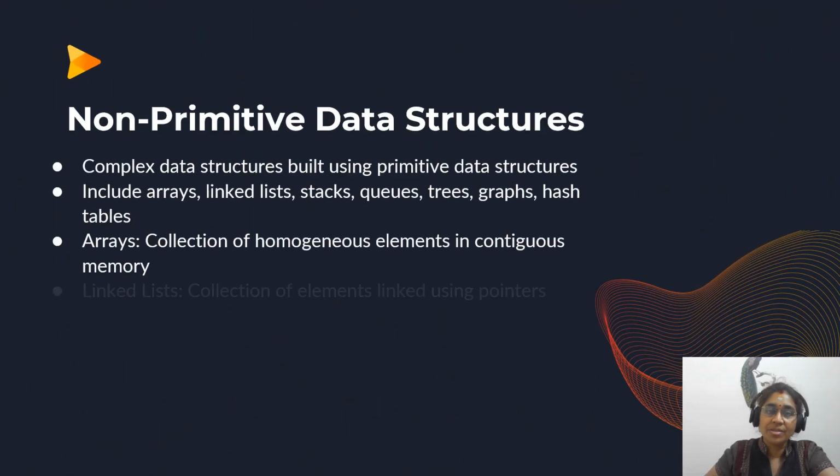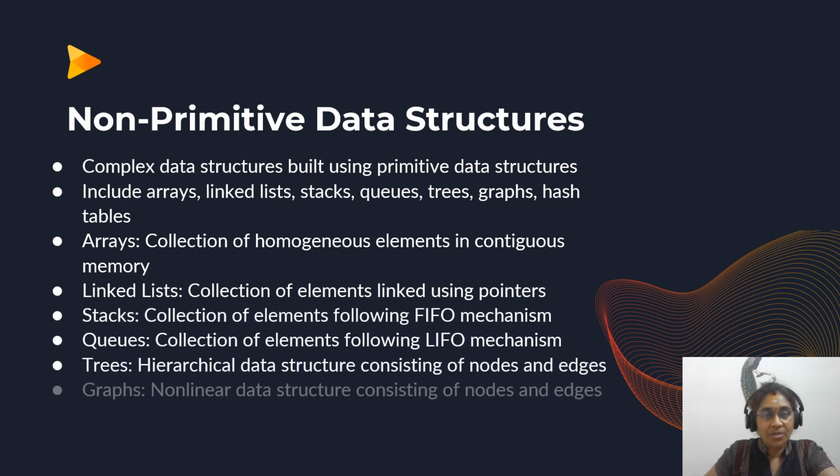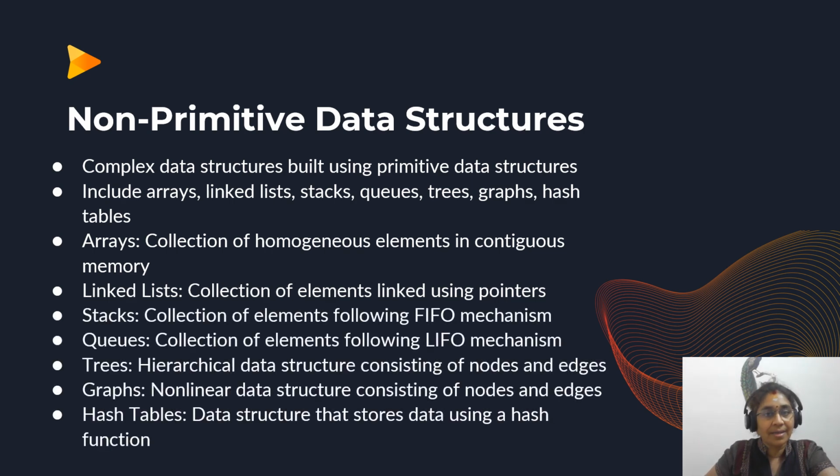Non-primitive data structures are complex data structures that are built using primitive data structures, such as arrays, linked lists, stacks, queues, trees, graphs, and hash tables. Arrays: it is a collection of homogeneous elements stored in contiguous memory locations. What are linked lists? It is a collection of homogeneous elements that are linked using pointers, and it overcomes the problem of arrays, which take contiguous memory.